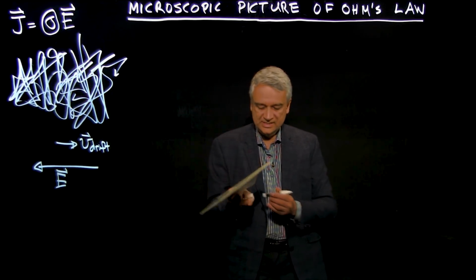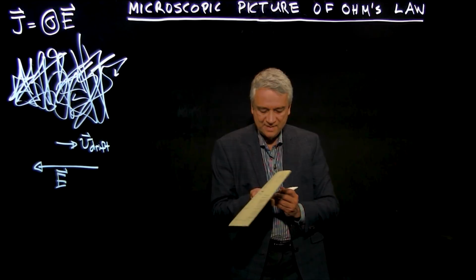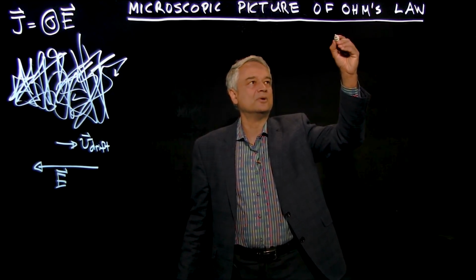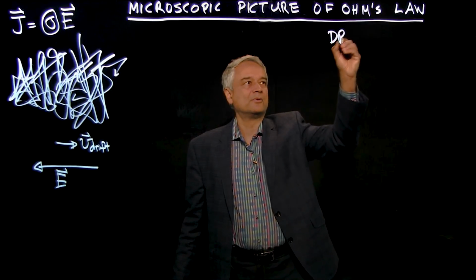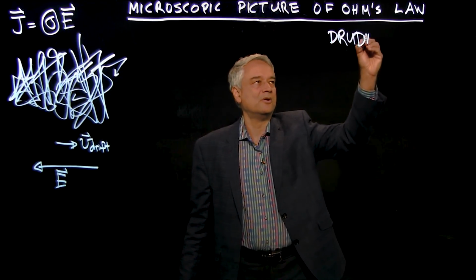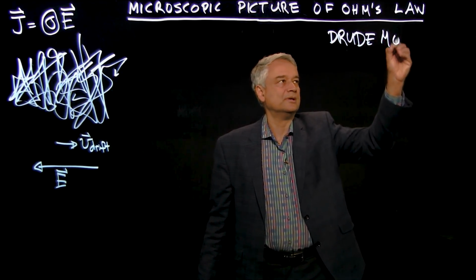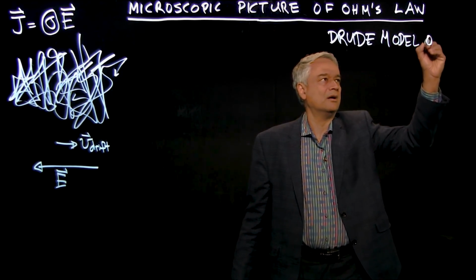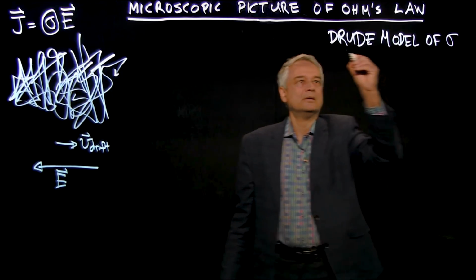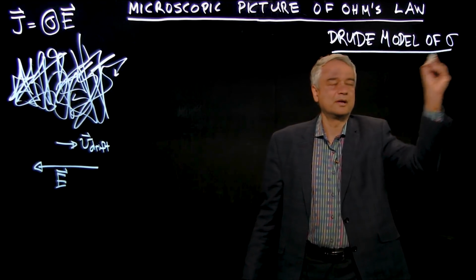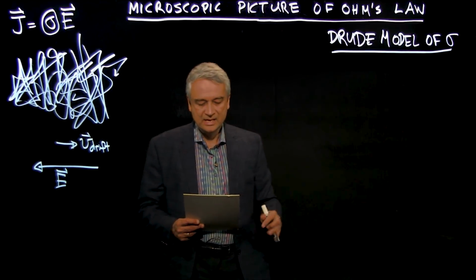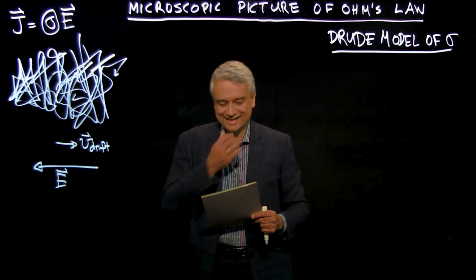And the person who first did this, the person who first came up with a microscopic model for conductivity, was a physicist named Paul Drude. And so what I'm going to be walking through here is in fact known as the Drude model of conductivity. So I'm going to be walking through a derivation of Paul Drude's model for conductivity. Paul Drude came up with this model back in 1900.